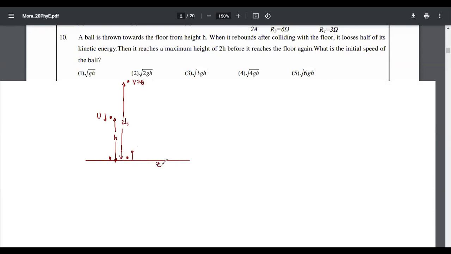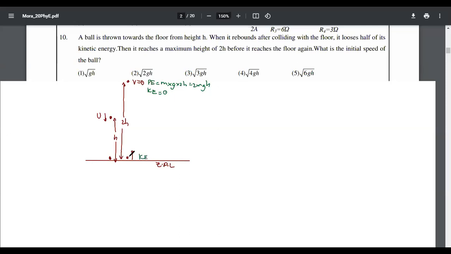We'll take this as the 0 potential level. And at this point, what is the potential energy? M into G into 2h, so that is 2 mgh. That is the potential energy. And at this point, people, there is no kinetic energy, because velocity is 0. Tell me, what is the energy we have here?